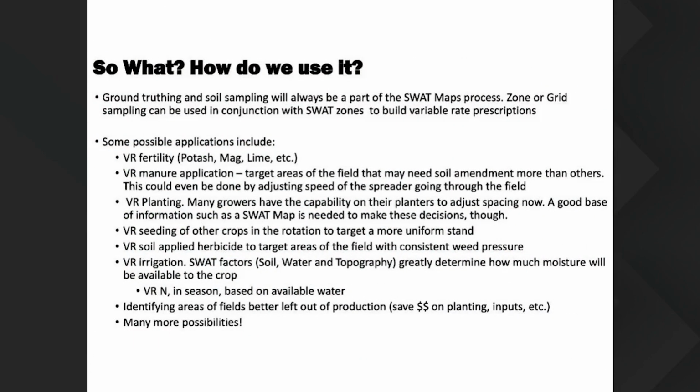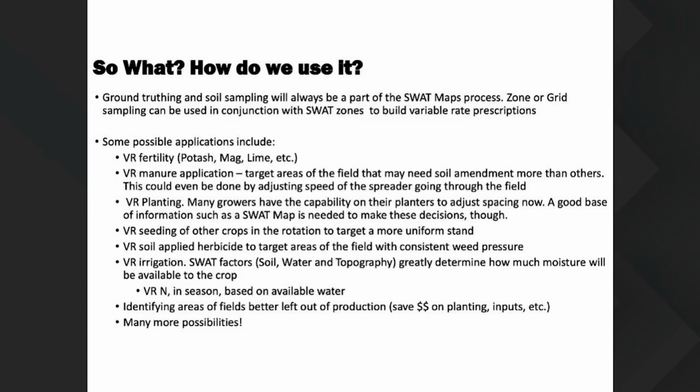So how do we use that? It's not just pretty colored maps. No one really wants to pay for that. You've got to be able to do something with it, right? So ground truthing and soil sampling is always part of the SWAT maps process. And zone or grid sampling can be used in conjunction with the SWAT zones to build prescriptions. Some of the common ones are for fertility, for things like potash and mag and lime being spread.